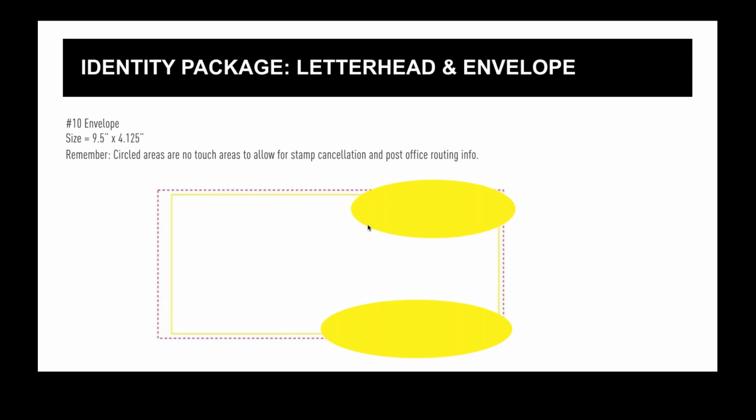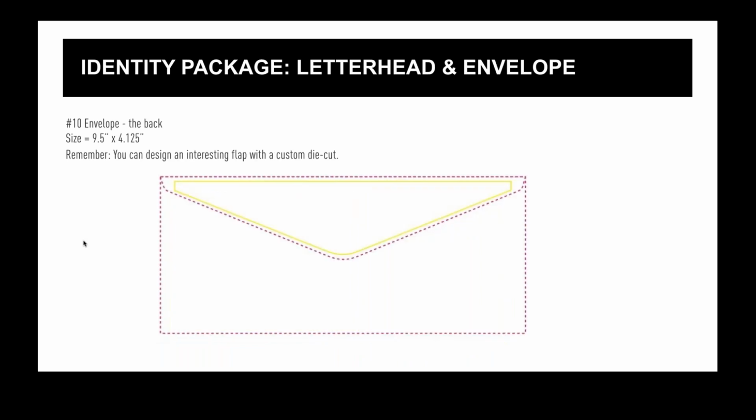The envelope, nothing goes here because the stamp goes here, and nothing goes down here because this is where the post office prints a barcode. If you put stuff down here, the post office will put a white sticker over it so they can print the barcode. So you got to consider that.